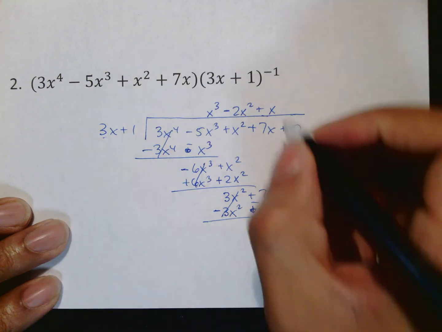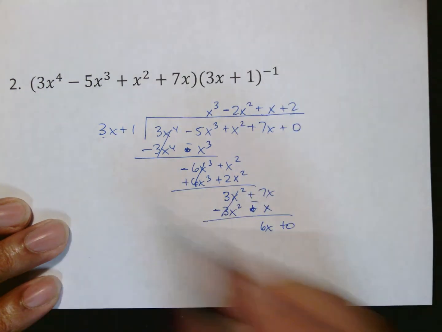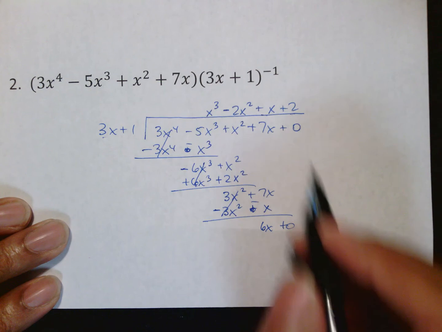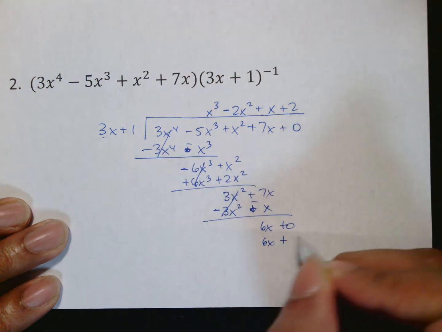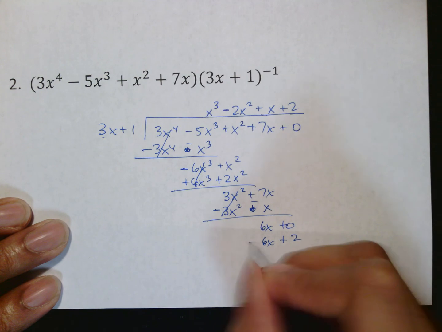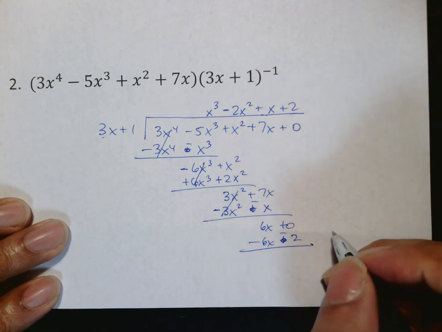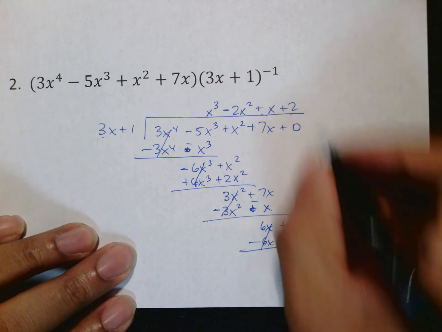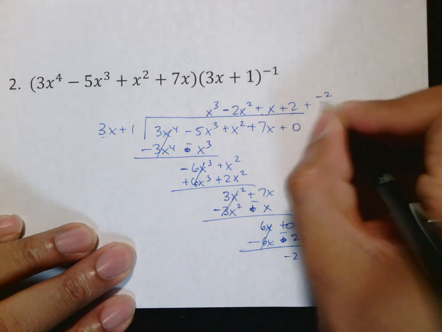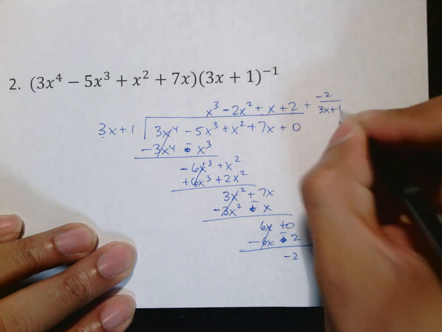3x to 6x is a regular 2 because again 3 times 2 makes 6. You don't need any more x's. This here makes 6x plus 2, which you then switch, and you end up with negative 2. So you add negative 2 over 3x plus 1.